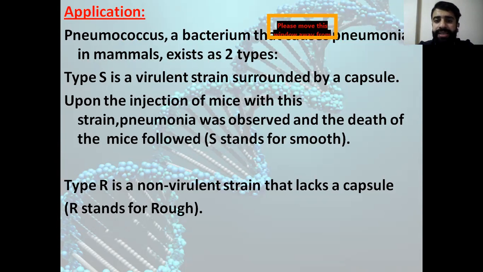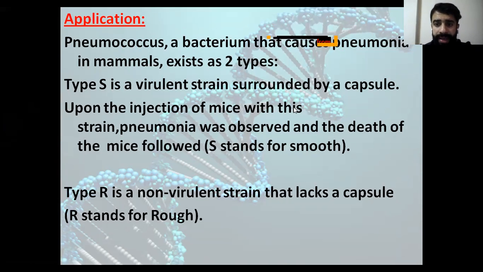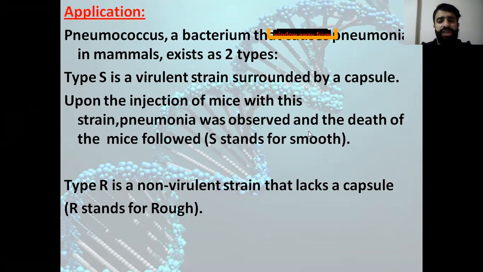We have type S. It's a virulent strain surrounded by a capsule. Upon the injection of mice with this strain, pneumonia was observed and the death of the mice followed. So S stands for smooth. Whenever type S is injected, it causes pneumonia and finally death. Meaning that type S is fatal.